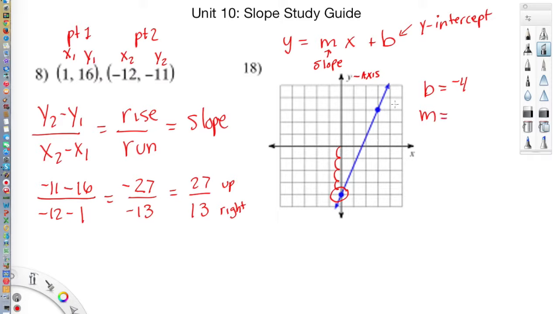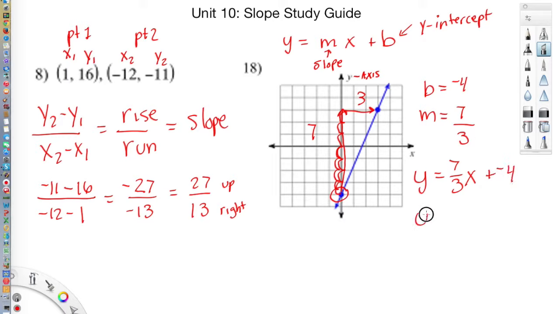So I'd say from this point to this point, going right to left, I'd go up all the way to here, which is 1, 2, 3, 4, 5, 6, 7. So my rise is 7, and then my run would be 3. So my slope is 7 over 3. Now I just plug this data into my formula. Y is equal to m, which is 7/3 x, plus b, which is a negative 4.